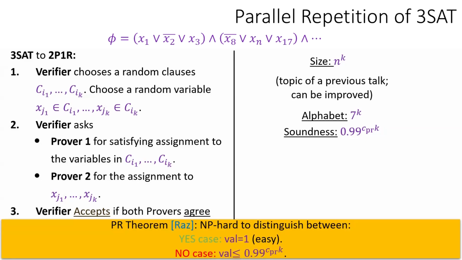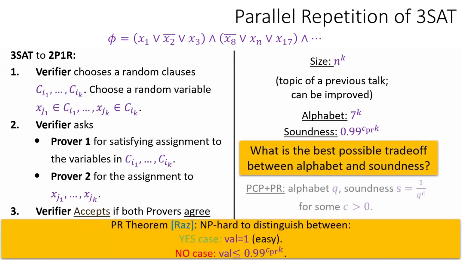So not only the size grows exponentially in k, but the alphabet also grows exponentially in k. And the soundness also goes down exponentially in k, but in somehow unclear way. So if you just stare at this alphabet and soundness and try to see what is the relation between them, you will see that currently they have a polynomial dependency between them. So if you denote the alphabet size by q, you will see that the soundness is 1 over q to the power which is some small number, c.